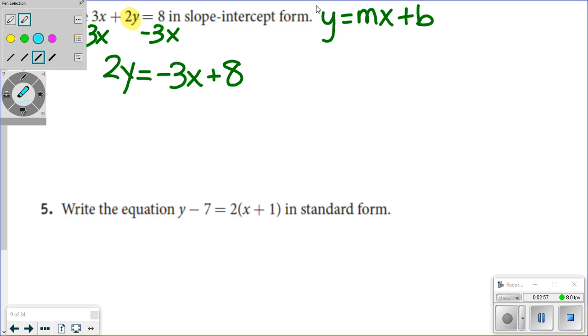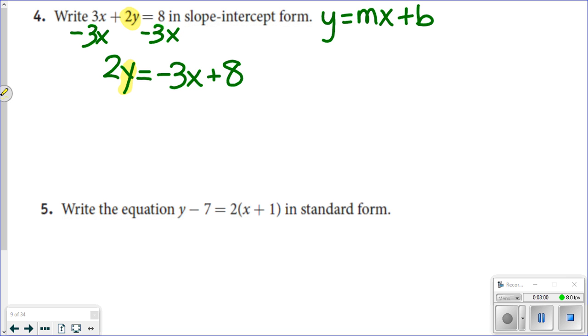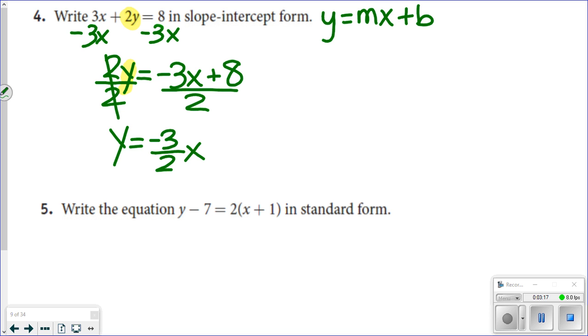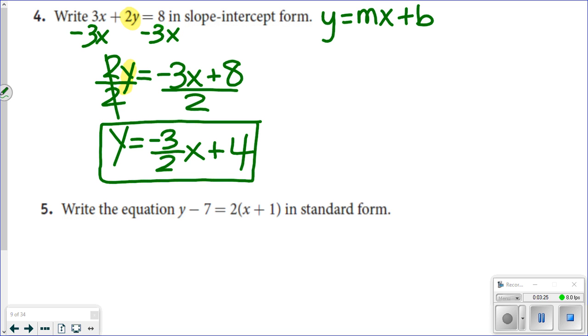But my y is not completely alone yet. There's a 2 out in front. There's a coefficient of 2. They're being multiplied. So the opposite is to divide by 2. So y equals negative 3/2. That doesn't simplify or reduce, so I'm going to leave it. Plus 8 divided by 2 is 4. Now, this is slope-intercept form, so it's okay that I have fractions. This fraction here is my slope. Remember, it's a set of directions. It's my rise over run. And then 4 is my y-intercept.